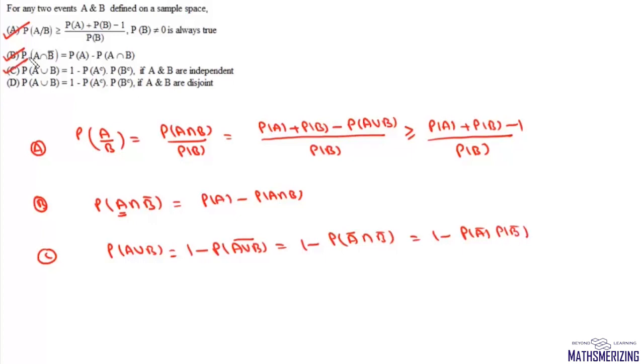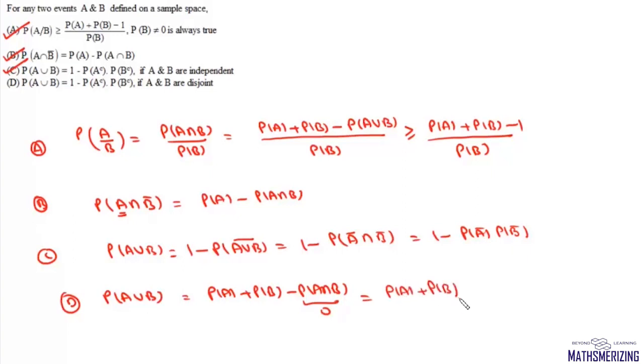Now what about option D? If A and B are disjoint, then we can write probability of A union B as probability of A plus probability of B minus probability of A intersection B, which in this case will be 0. So it will be simply PA plus PB, and we cannot write it in this form. So the correct options are A, B and C.